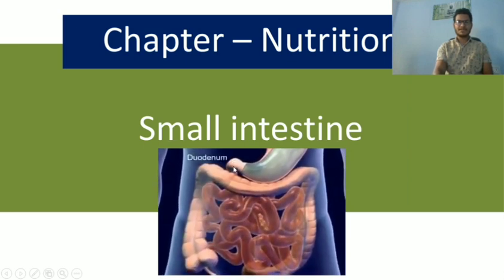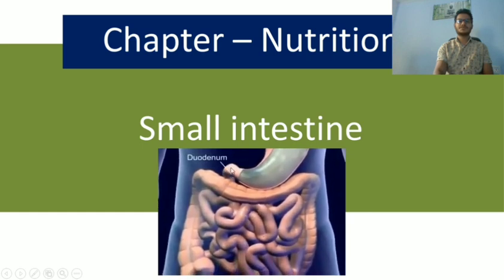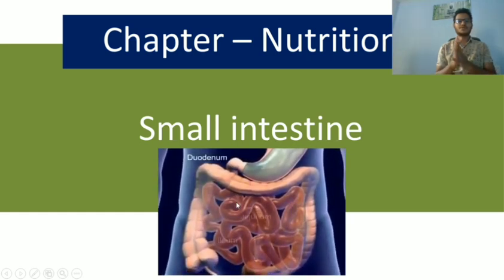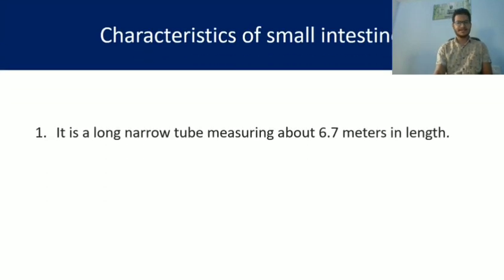Here is the pyloric sphincter at the last part of the stomach. We know the last part of the stomach is the pyloric stomach, which opens to the duodenum through a sphincter or valve, which is known as the pyloric sphincter. So let's start. What are the characteristics of the small intestine?